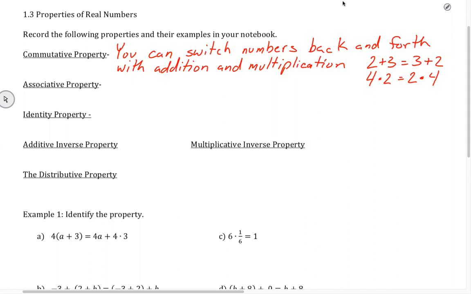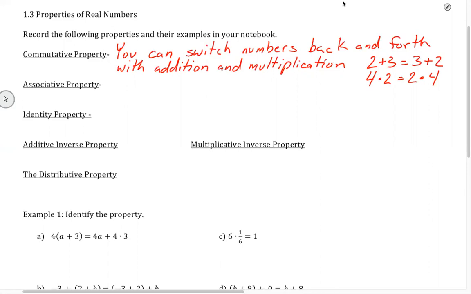So what does associative mean? So what are the people that work with you? What are they called? Co-workers. Yeah, what's another word for coworkers? It starts with an A. Associates. Yeah, so associates are people that you work with.